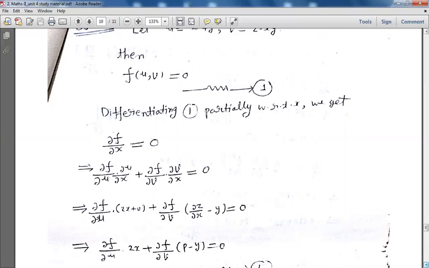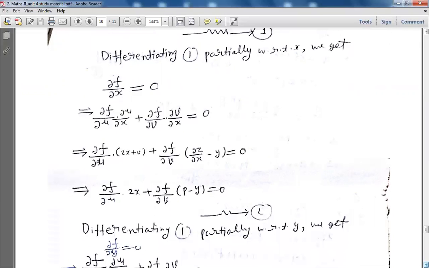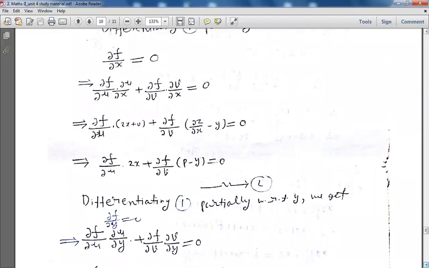We get ∂f/∂x = 0. Here ∂f/∂x is the total differential coefficient and x is the parameter. We shall use the concept of total differential coefficient. The result is ∂f/∂u · ∂u/∂x + ∂f/∂v · ∂v/∂x = 0. Here x is the parameter and f is a function of u and v. Substitute the results to get equation number 2 as ∂f/∂u · 2x + ∂f/∂v · (−y) = 0.